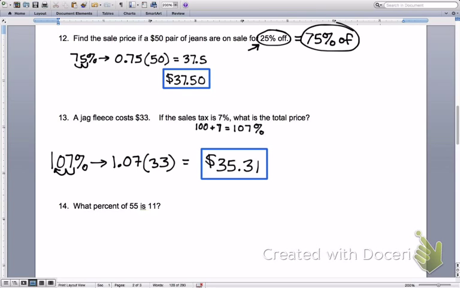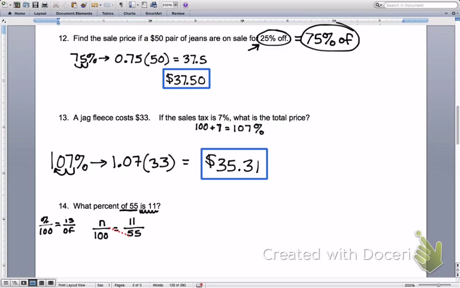Number 14 is a percentage question. It's asking us what percent of 55 is 11. So if we remember, we have the percent over 100 is over of. So we don't know the percent, so I'm going to use the variable n. It's always over 100. It's of 55, so 55 goes in the denominator and 11 goes in the numerator because 11 is the is portion.